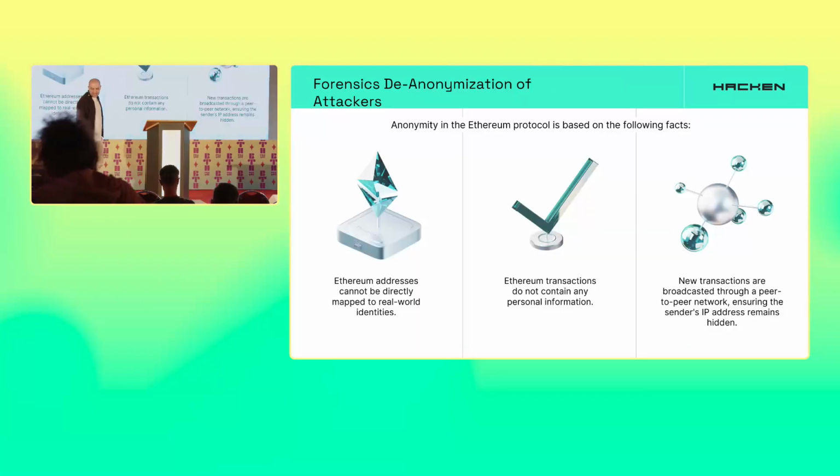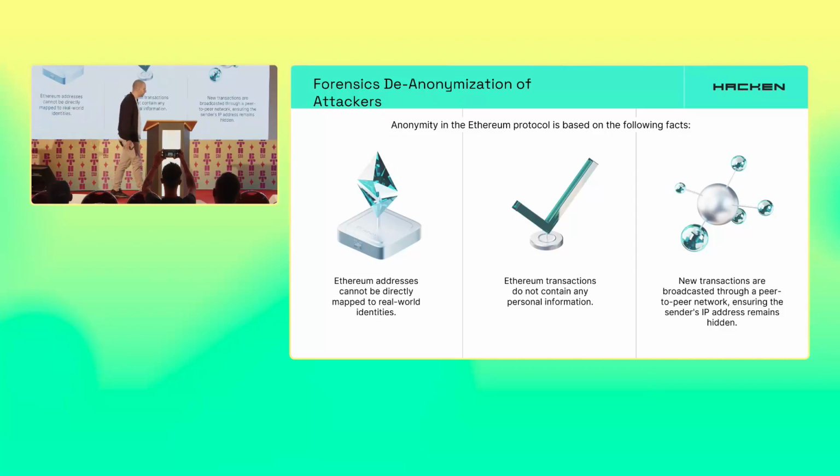Finally, blockchain forensics. The anonymity right now in protocols, and I am talking here about Ethereum, rests on three main assumptions. The first assumption that we have when we are using blockchain is that the addresses of our wallets cannot be mapped directly to an identity, to a person. So if I show you a random wallet address, you don't know if that address is mine or whoever's that address is. So that's the first assumption.